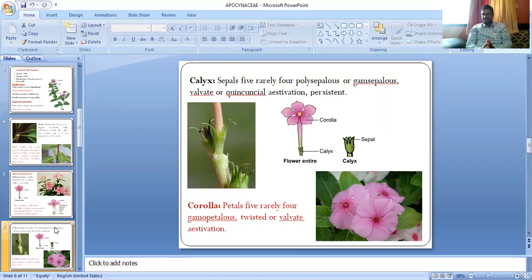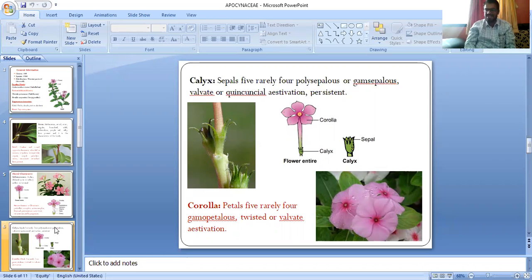Quincunxial or imbricate, both are similar, but the number of sepals that are internal and external are different. In imbricate estivation, one sepal is completely internal, one is completely external, and the remaining 3 are partly internal, partly external. But in quincunxial estivation, 2 sepals are completely internal, 2 are completely external, and the remaining 1 is partly internal, partly external. Such type of estivation is called quincunxial estivation.